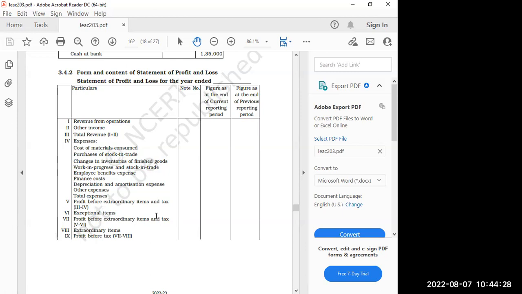We are ignoring one thing here. Which one is not taken here? Finished goods is there, work in progress is there, stock in trade is there. One item is missing. What item is it? Normally work in progress, finished goods, and one more thing will be there as a stock.